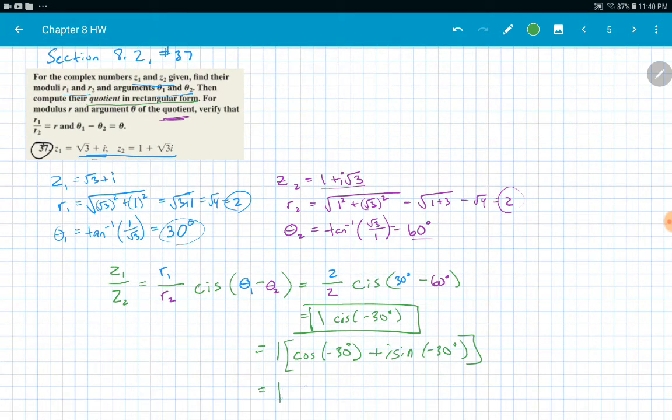And the 1, I don't need to write the 1 because 1 times anything is the anything. Cosine of negative 30 is radical 3 over 2. And sine of negative 30 is negative 1/2. Plus I still have that I there, which I'll put after. So there's my final answer in rectangular form.